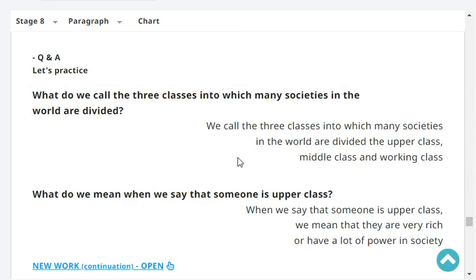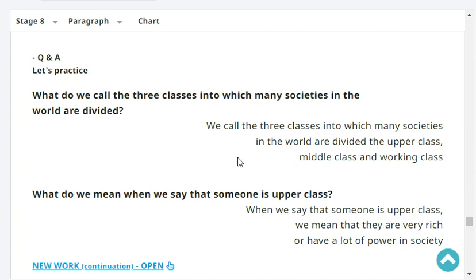Okay, next. What do we call the three classes into which many societies in the world are divided? We call the three classes into which many societies in the world are divided: the upper class, the middle class, and the working class.